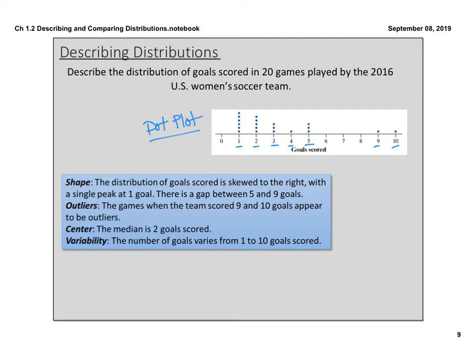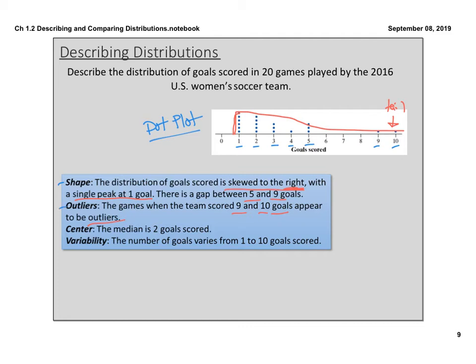Okay, so take a look at your data here. Here's what they say about these things. For shape, it says the distribution of goals scored is skewed to the right. If I were going to draw this in terms of a curve, which we'll be drawing a lot of curves in this class as well, my tail is way up here to the right. Okay, so that's why it's skewed to the right, with a single peak at 1 goal, and there is a gap between 5 and 9 goals. Okay, those are all things that talk about the shape.